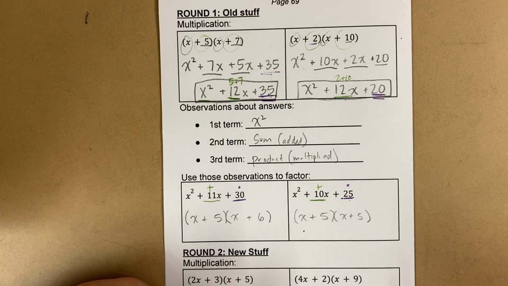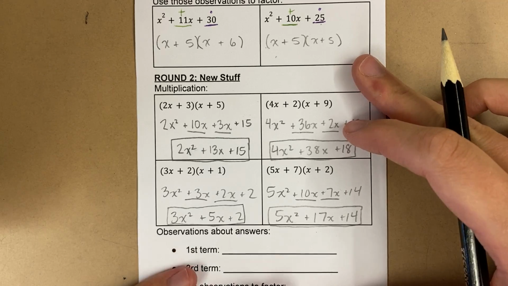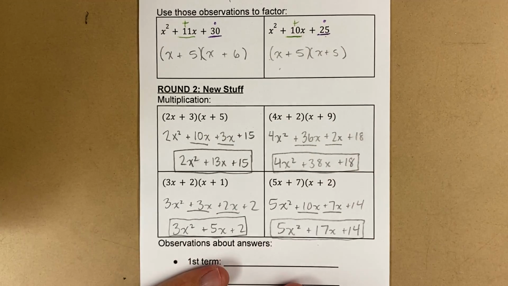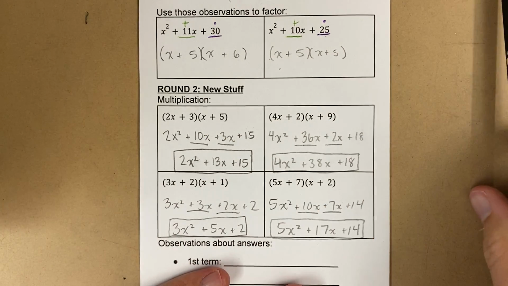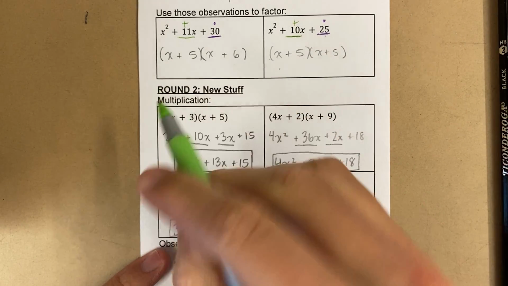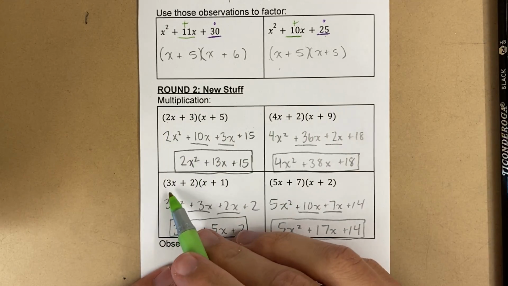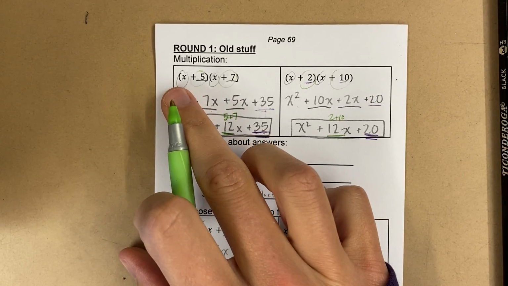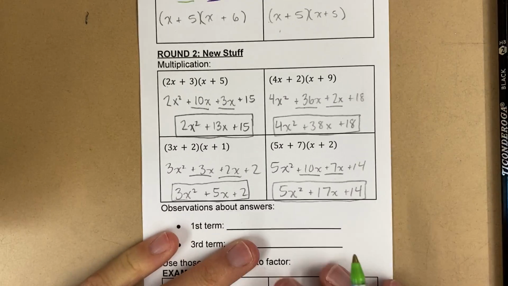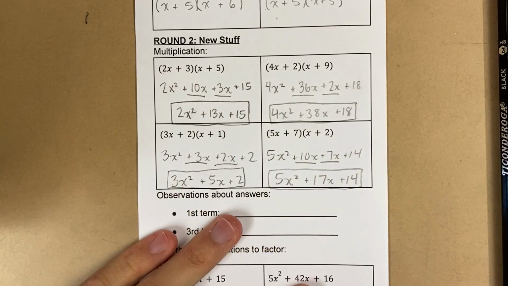Okay, now we're going to come down here and do the same thing. We're going to observe. Now, here's the difference. There's a really important difference, and the difference is here. See how this is a 2x? This is a 4x. This is a 3x. This is a 5x. That's new, right? Here we just had 1x, 1x, 1x, 1x. Everything was 1x.